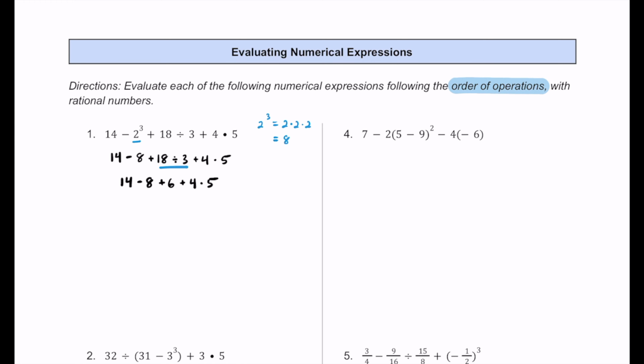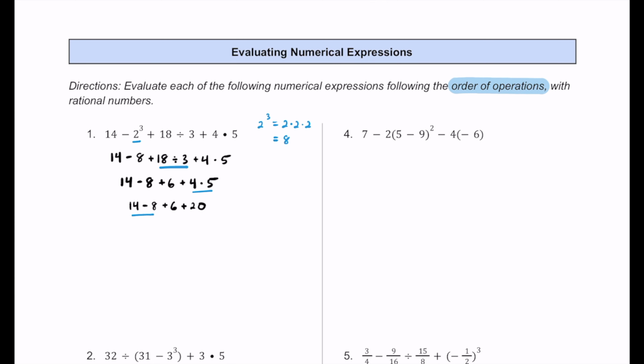At this point, between subtraction, addition, and multiplication, multiplication does take priority here. So we're going to go ahead and multiply 4 times 5. So we're going to have 14 take away 8. We're going to add 6, and then we're going to add 20 here since 4 times 5 is equal to 20. Okay, so we're done with parentheses and powers and multiplication and division. We're just left with addition and subtraction. Now they're equally important, so we're just going to work our way from left to right here.